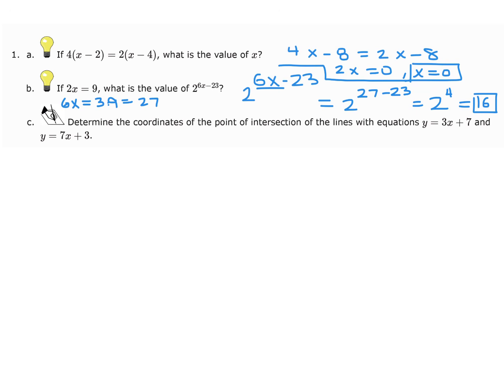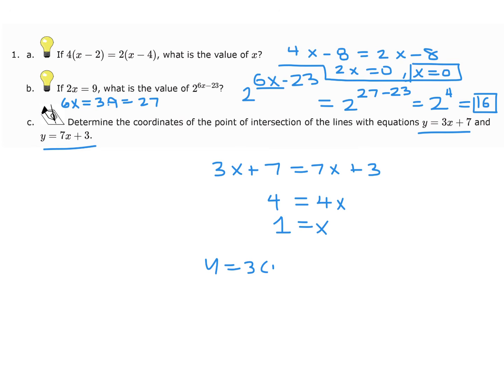Determine the coordinates of the point of intersection of the lines with the equations y equals 3x plus 7 and y is equal to 7x plus 3. Okay, well, since they're both equal to y, you set them equal to each other. And therefore, you'd have 3x plus 7 is equal to 7x plus 3. And then you just do this basic algebra. 4x is equal to 4, x is equal to 1. So we got the x coordinate. Plug this x equals 1 into either of these, and when you do, you'll get, I believe, 10 for the value of y. So therefore, the point of intersection (x, y) would be (1, 10).